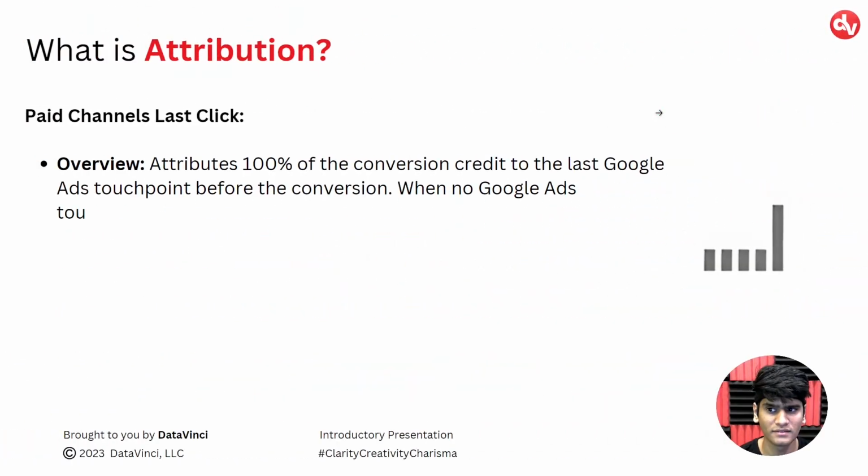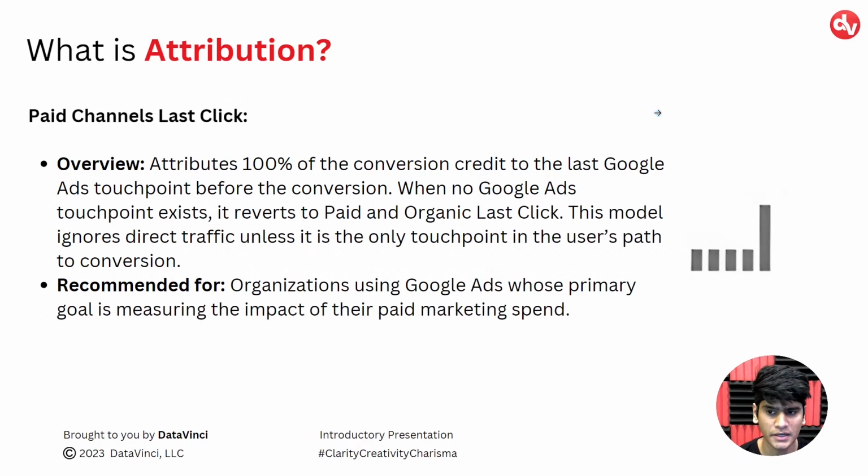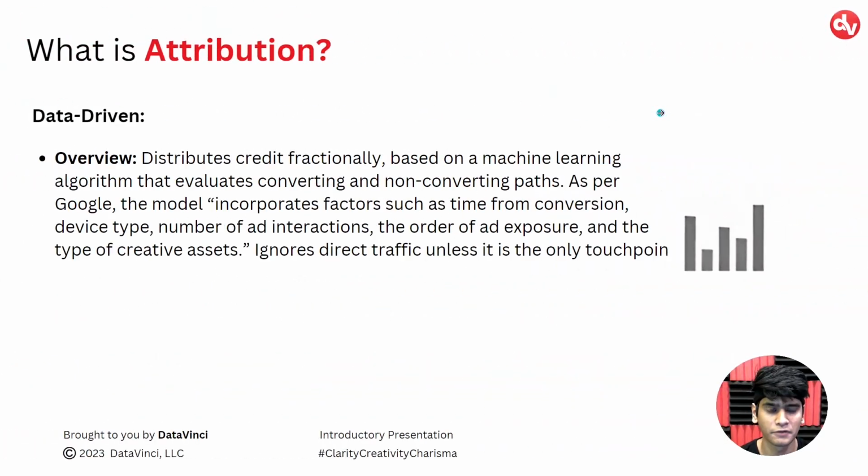Now let's have a look at the second one, which is paid channel last click. It attributes 100% of the conversion credit to the last Google Ads touchpoint before the conversion. When no Google Ads touchpoint exists, it reverts to paid and organic last click. This model ignores direct traffic unless it is the only touchpoint in the user's path to conversion. So it is recommended for organization using Google Ads whose primary goal is measuring the impact of their paid marketing spend. And finally, we have data-driven model.